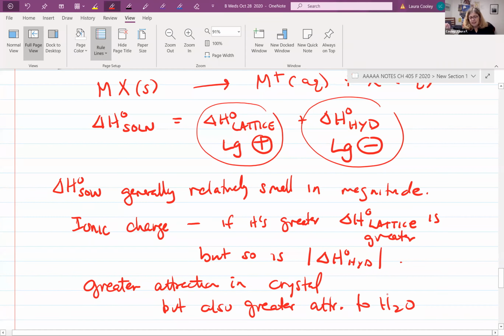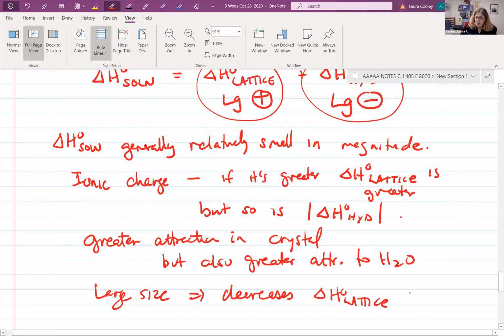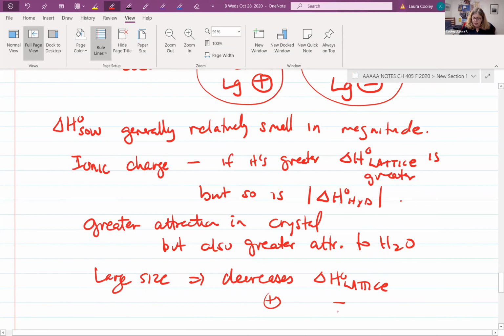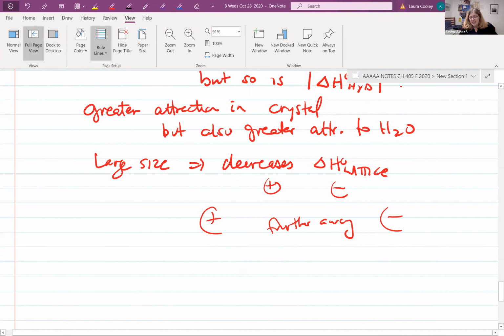So the things that increase, and the same thing with size, like if you have a large size, that decreases the delta H lattice because the plus and minus charges are further away from each other, right? When they're larger, but they're also going to make the attraction to water be further away. And so it's going to decrease delta H lattice and also decrease the magnitude of the heat of hydration.